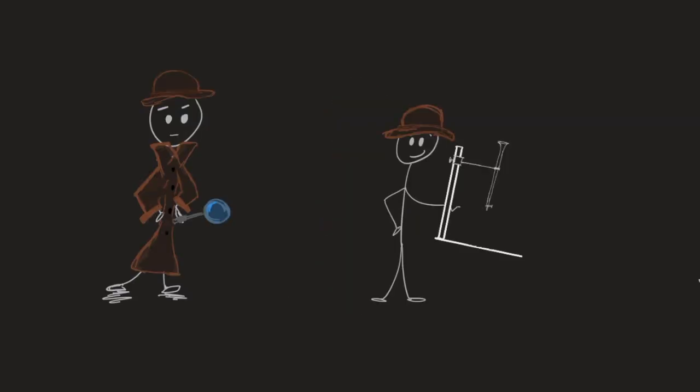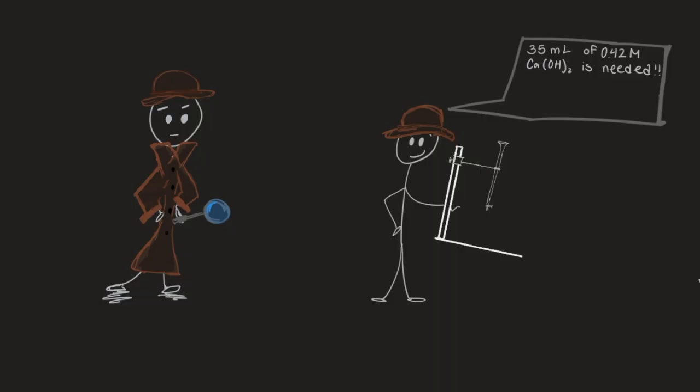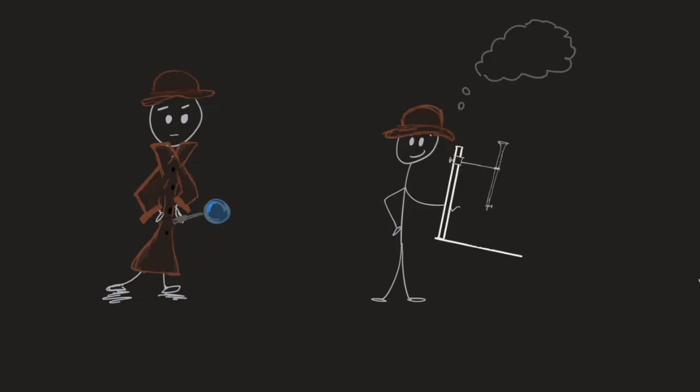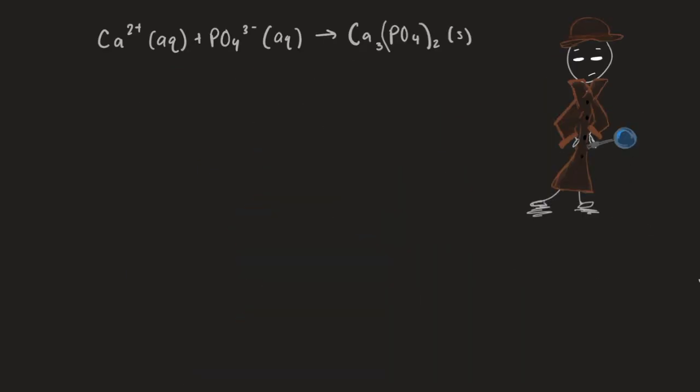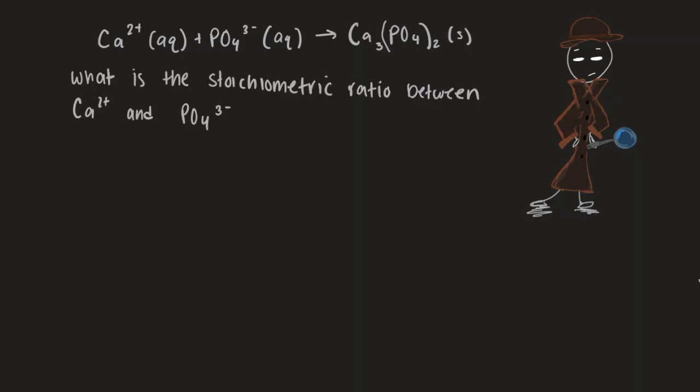Your partner pulls out his burette stand and performs a titration, stating that 35 milliliters of 0.42 molar solution of calcium hydroxide is needed to reach the equivalence point with 20 milliliters. Partner thinks that it must be a 1-to-1 ratio just like the previous problem, but you know better. The unbalanced reaction is as follows. What is the stoichiometric ratio between calcium ions and phosphate ions?